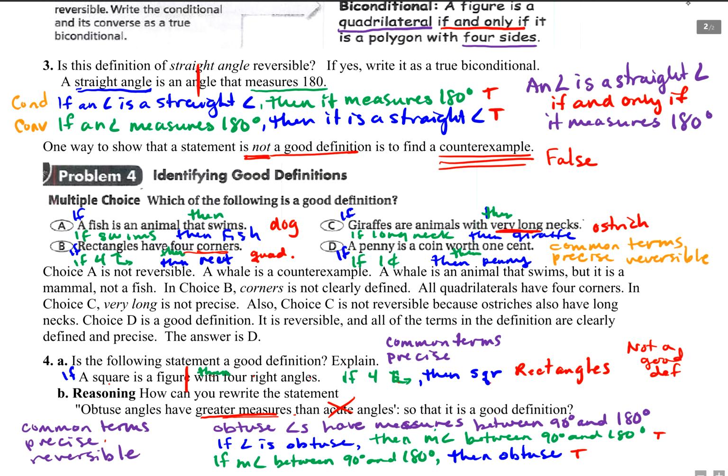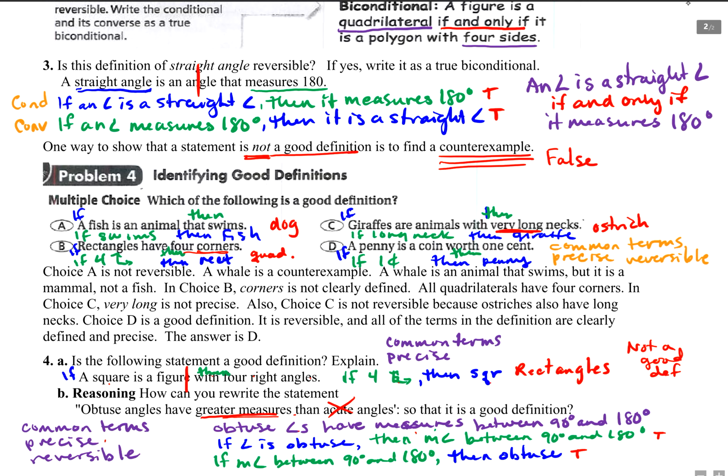And we want something that's reversible. So let's figure this out. We can write obtuse angles have measures, let's be precise here, between 90 and 180 degrees. So let's try that out. That has common terms. It's precise. Measures between 90 and 180 degrees is very precise, much more so than comparing it to acute angles. And let's see if it's reversible.